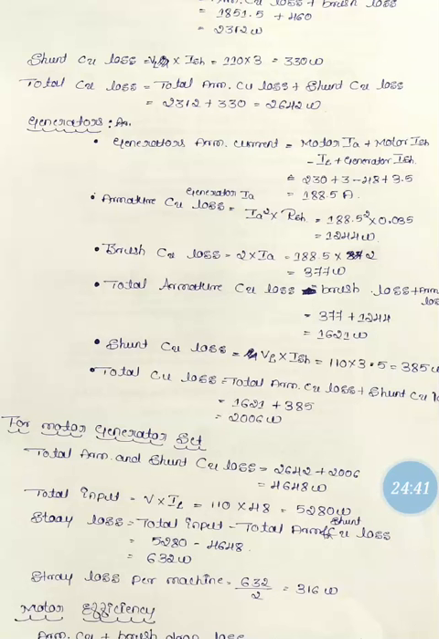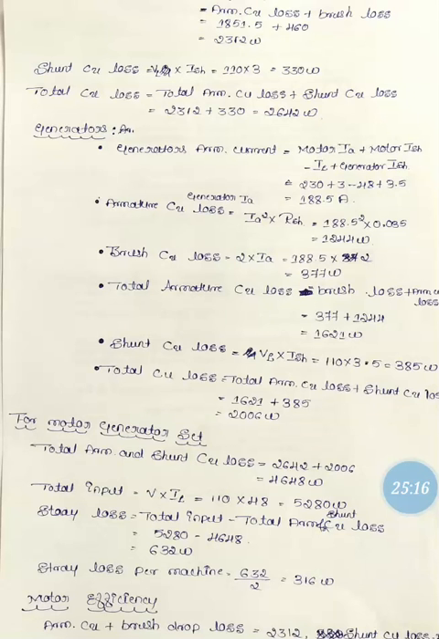Then the total load input power is calculated as the product of supply voltage and the line current, that is 110 into 48, and we get 5280 watt. Then the stray loss can be calculated as the total power input minus the total armature and shunt copper loss, and we get the stray loss as 632 watt. This is the total stray loss, so the stray loss per machine is 632 divided by 2, that is 316 watt.